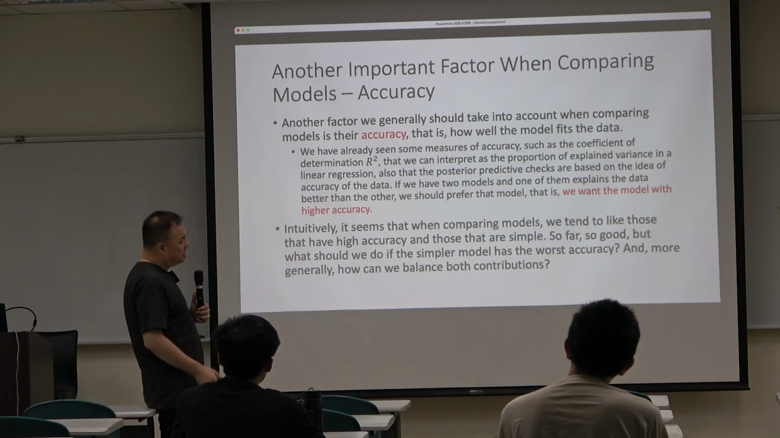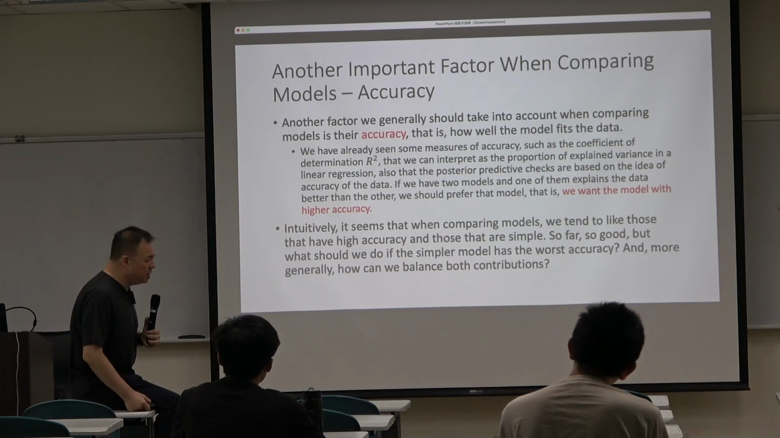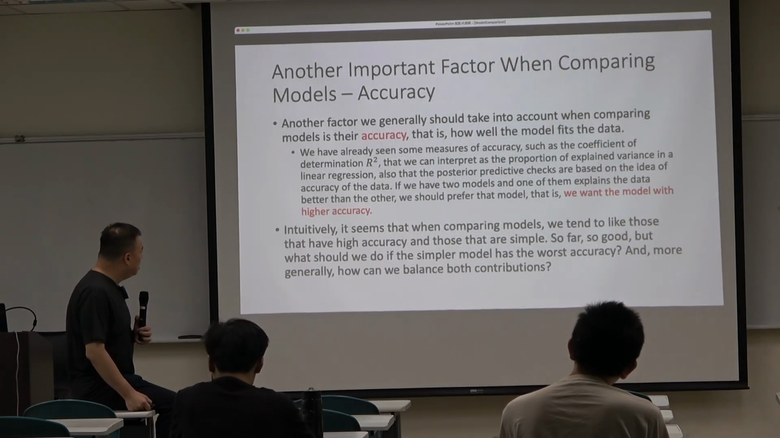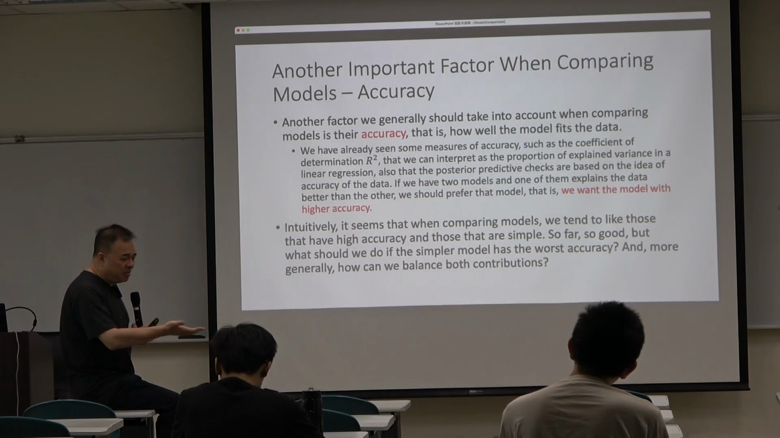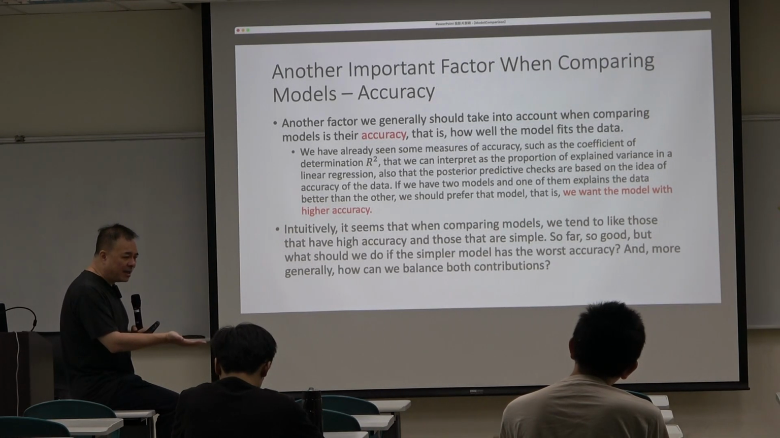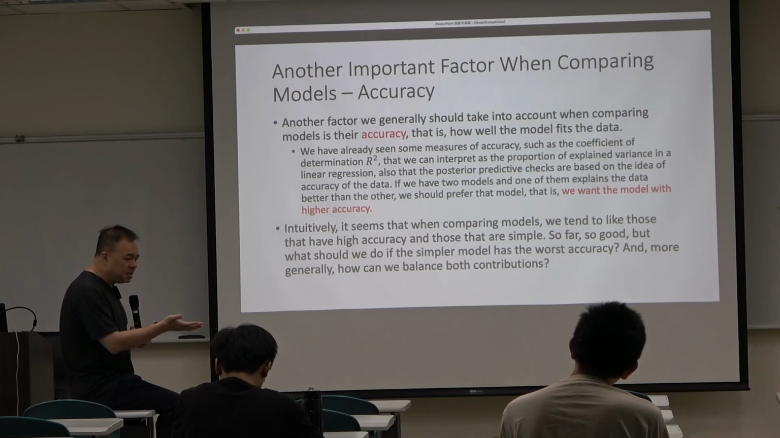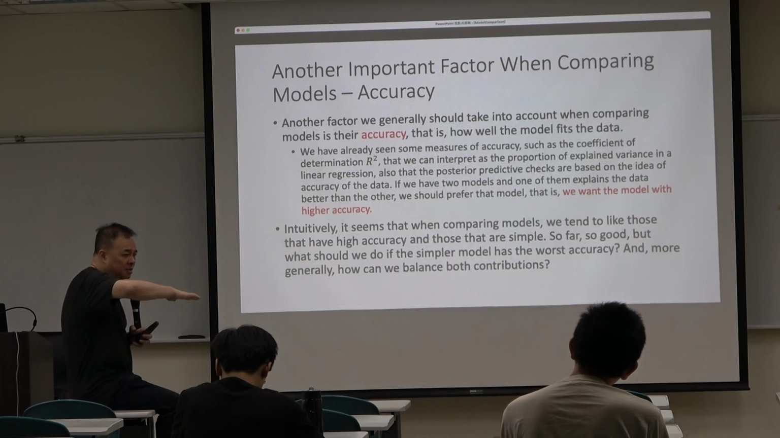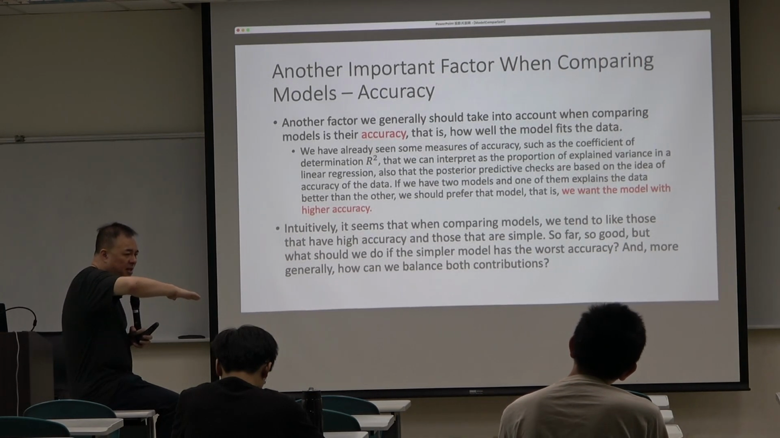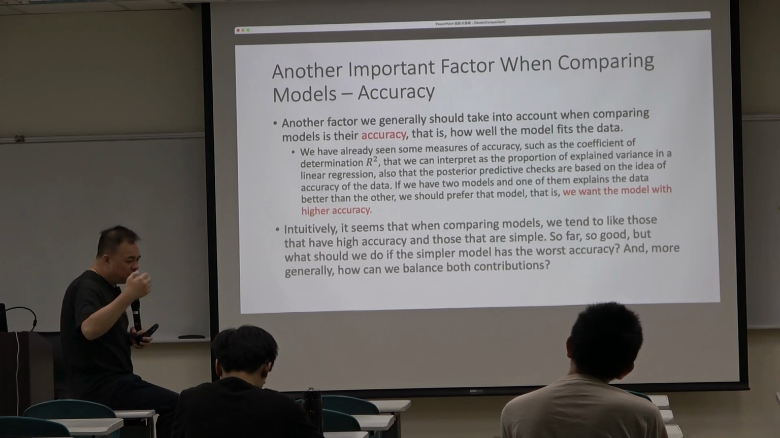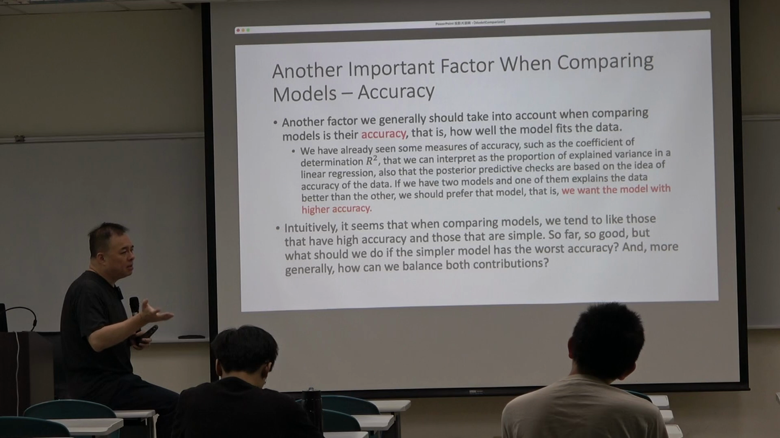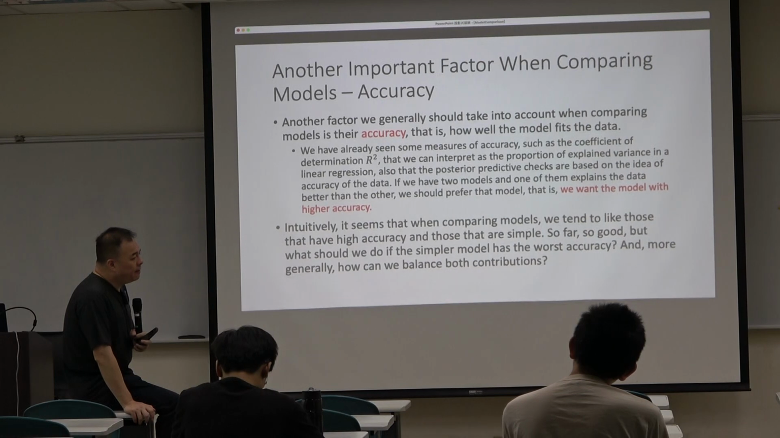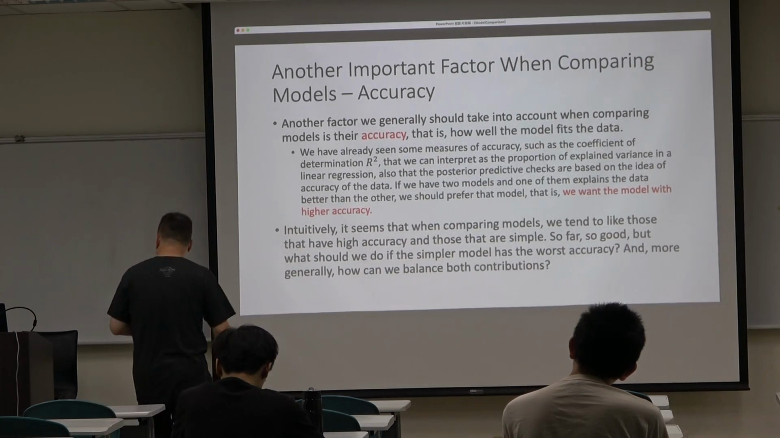Normally simpler models tend to have lower accuracy. Or let me put it another way: the model will become more and more accurate when you increase its complexity. But up to a point, when you increase the complexity, the model's accuracy no longer improves, so it's something like this.